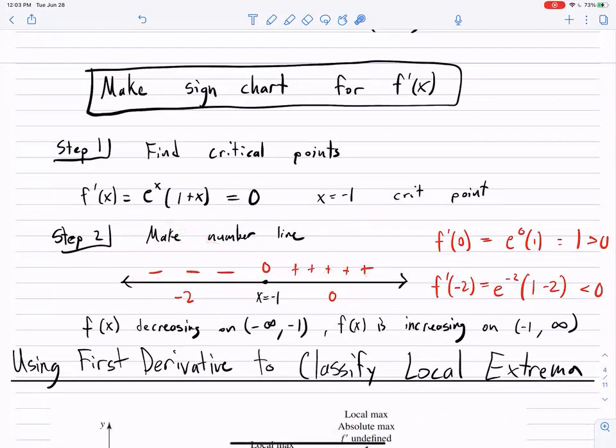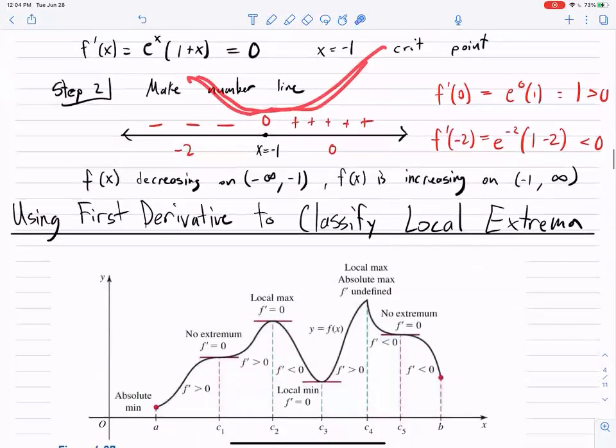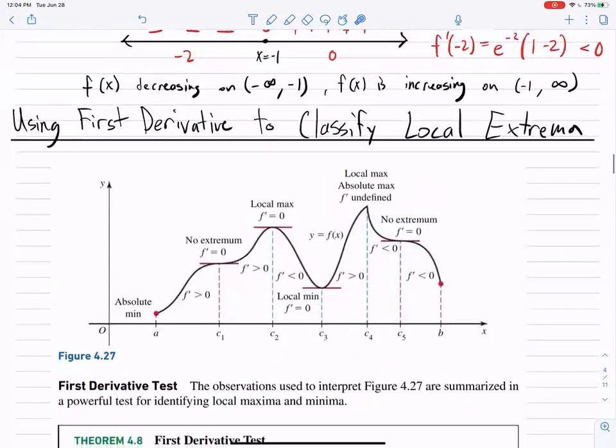And this kind of brings us to what we're going to talk about next, is that if it's decreasing, then 0, and then increasing, that means that this critical value must be a relative min or a local min, because it's decreasing to it and then increasing away from it. And so that's what we're going to do next. We're going to use the first derivative to classify local extrema.